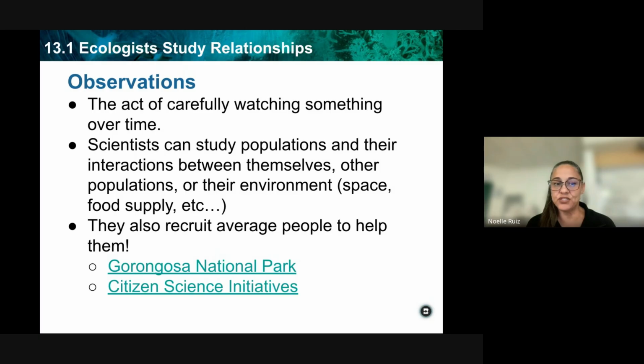Observations, the careful act of watching something. Scientists study populations, Gorongosa National Park, and citizen science initiatives. You guys can actually make these observations and help scientists with their work. They're called citizen science initiatives. If you have a telescope, you can look at the stars in the sky. There's national parks with cameras set up. You guys can sign up to look at all these cameras and then document where the animals are found, what they're doing, things like that.